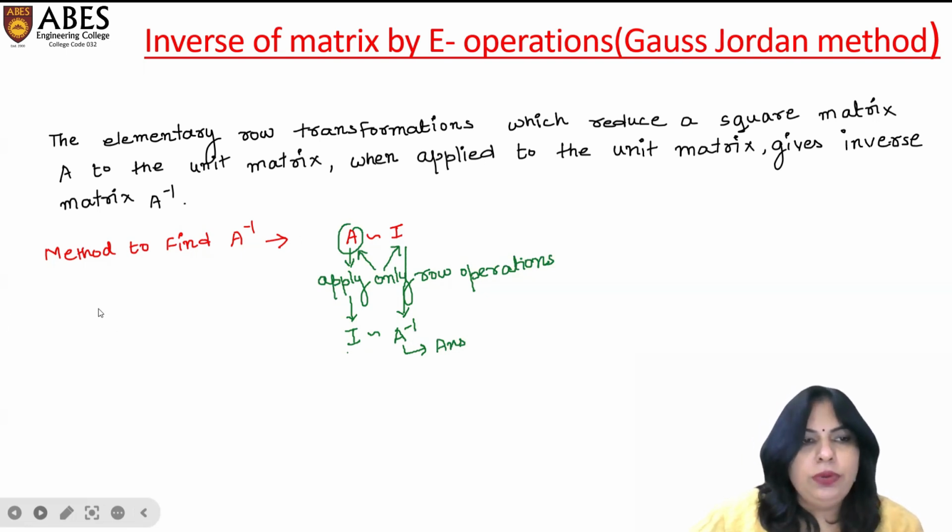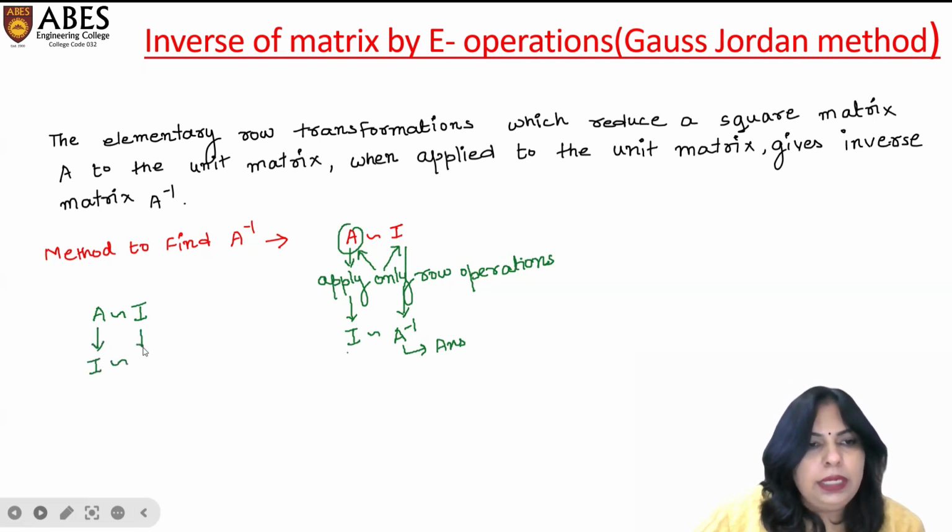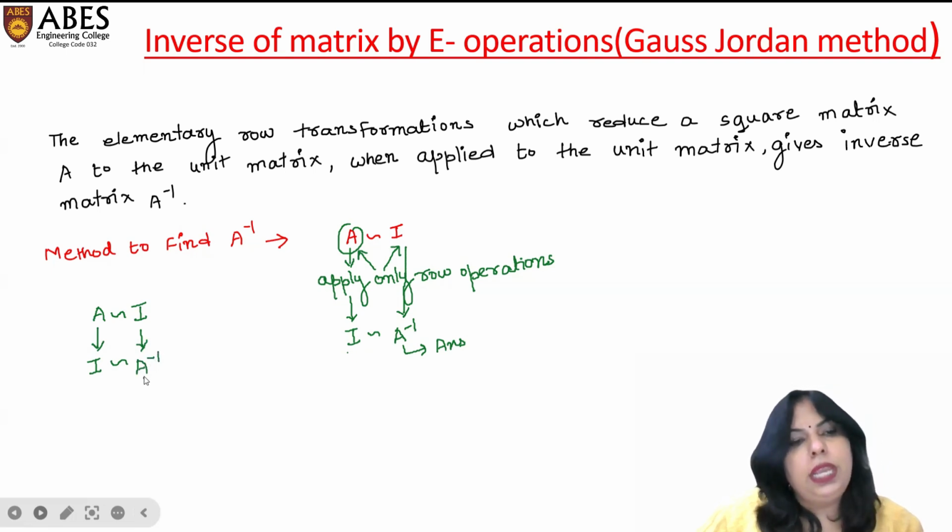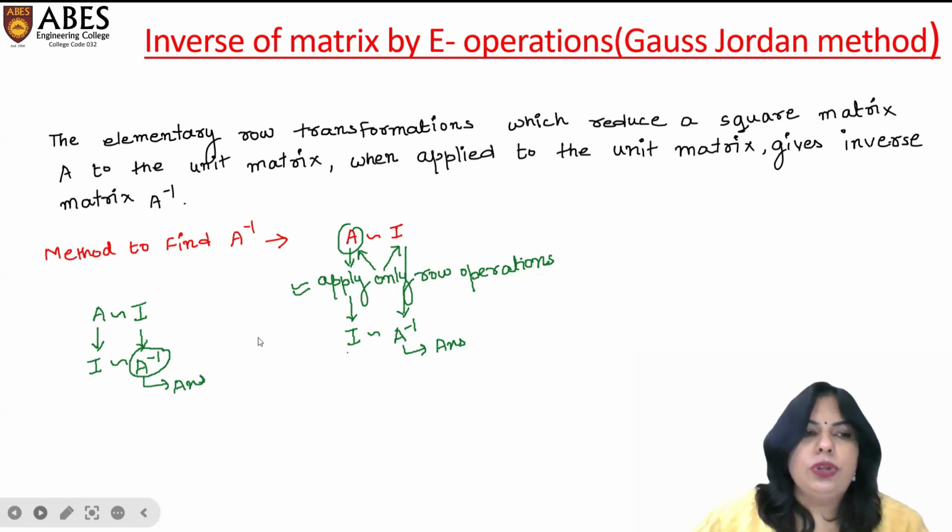So what we are going to do? First write A equivalent I, this formula. Then convert this matrix A into identity matrix, and this identity matrix will convert into another matrix which is called A inverse, and that would be our answer. So to find A inverse, we need to apply only and only row operations in matrix A and identity matrix. This is called Gauss-Jordan method.